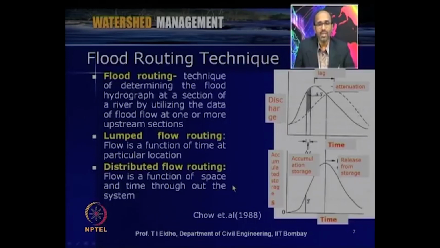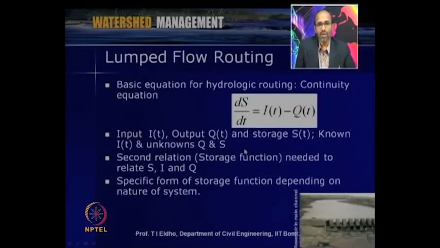So we have to see the channel section, the slope and various conditions, whether it is channel routing or river routing. As far as the reservoir is concerned, we should know the aerial extent and, with respect to the depth conditions, how the volume changes. So that way flood routing can be either lumped flow routing or distributed flow routing.